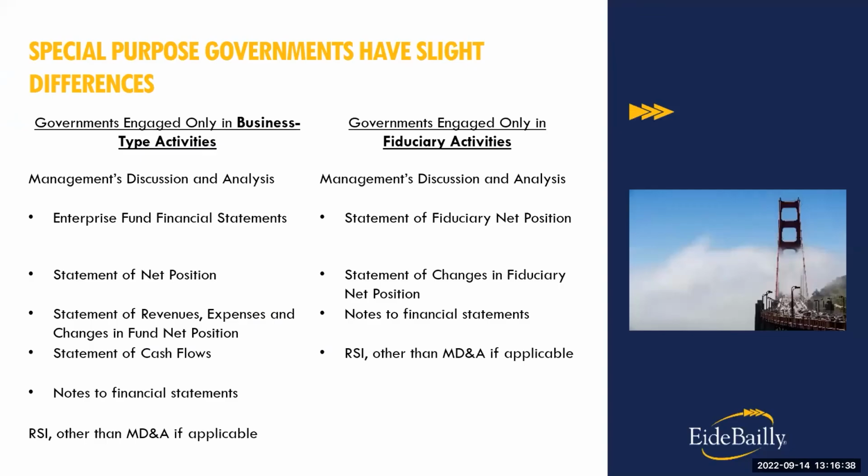Now, special purpose governments, we're talking about our airports or our colleges and universities and things like that, or a hospital, they have only one or a few activities. If they're like businesses, they present like proprietary funds. If they're like a fiduciary activity, they present like a fiduciary fund.